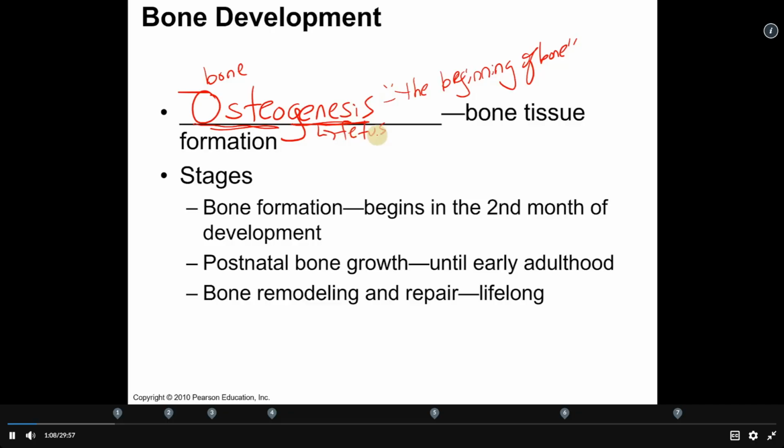Remember that the fetus at about 8 weeks has an entire skeleton. It's just that it's made out of hyaline cartilage. There's another word that is often used interchangeably, even though it doesn't mean the same thing, and that is ossification. People use the word ossification to mean bone formation, and it does mean bone formation, but after bone is already in existence. So ossification is when you are adding on bone mass to existing bone structure.